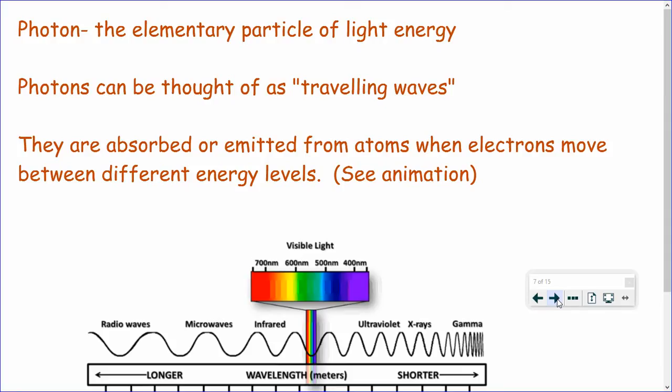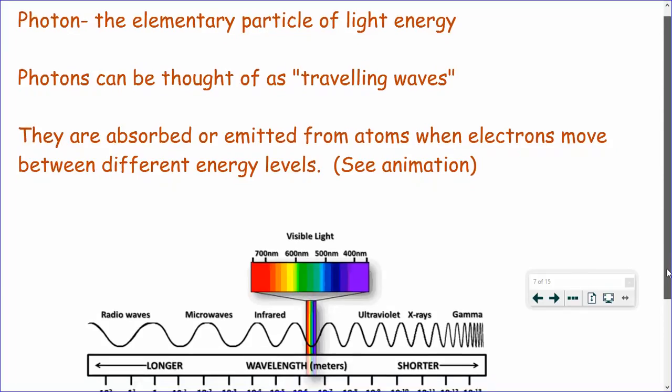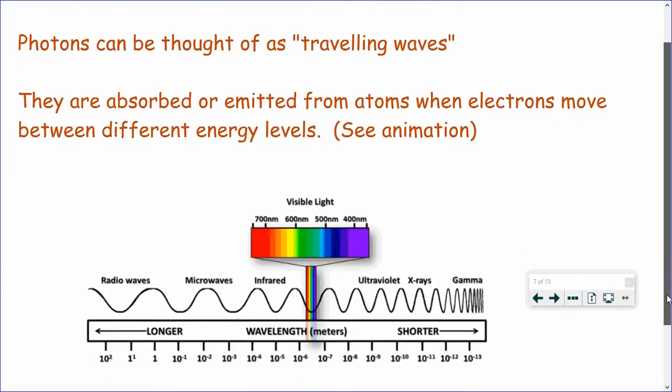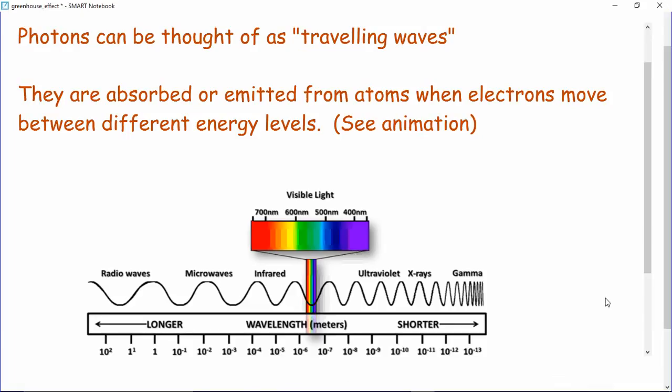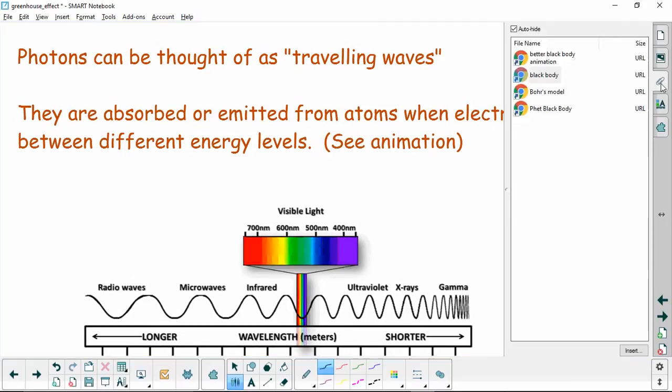And there are 1, 2, 3, 4, 5, 6, 7 different types of photons. And each of those types of photons has a corresponding wavelength. So radio waves are the longest photons that leave an object, whereas gamma rays have the shortest wavelength of any photon leaving an atom. And I'm going to show you how these photons are created by having you look at an animation that you're probably going to play around with in chemistry.